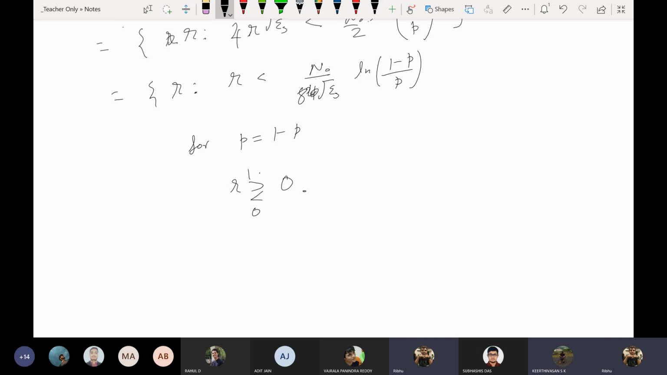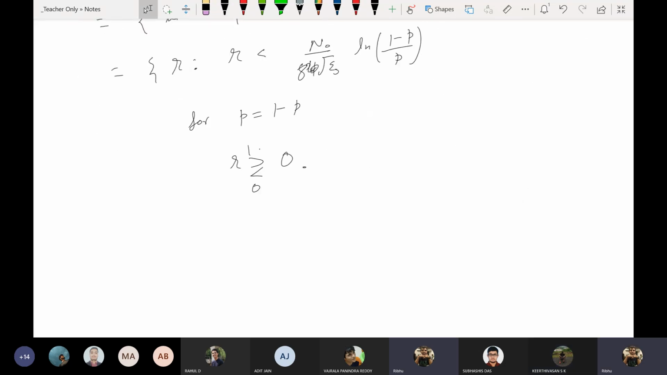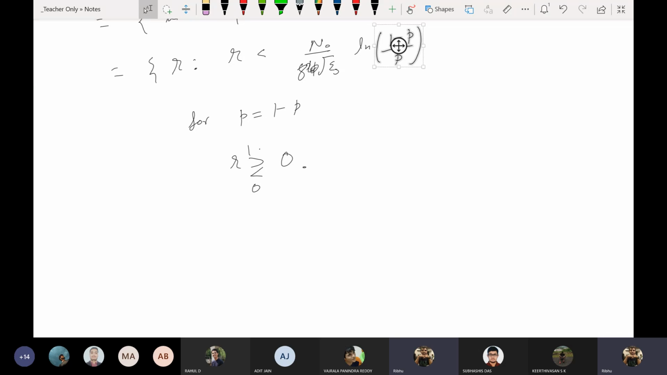So you mean that when P is equal to 1 minus P, there will be a midway threshold above which it is considered 1 and below which it is considered 0. When P equals 1 minus P, both of these equal half and the natural log of this thing is 0. So the threshold becomes 0. Less than 0 it is 0, greater than 0 it is 1.